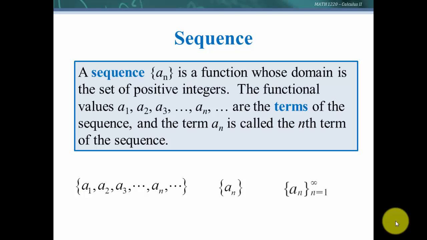The functional values a sub 1, a sub 2, a sub 3, a sub n, and so forth are the terms of the sequence, and the term a sub n is called the nth term. These are some different notations. We may put them in set brackets, a sub 1, 2, 3, and so forth. We may just put a sub n in set brackets, and this represents the same thing as this. Another way we can do that is put it in and we can say n equals 1 to infinity, so it takes on all positive integers.